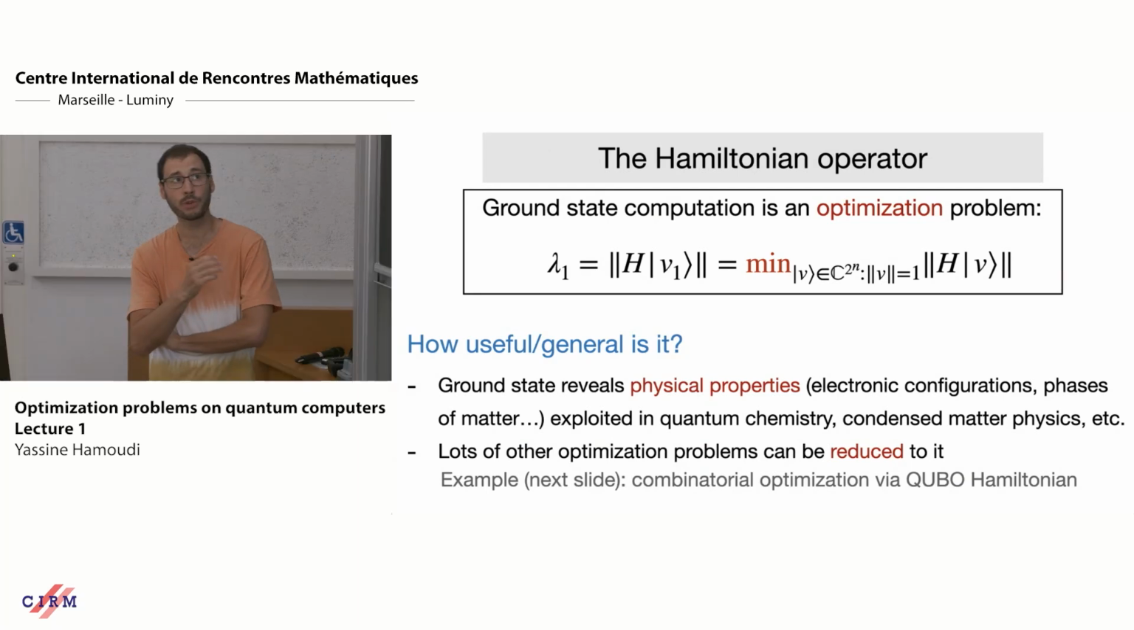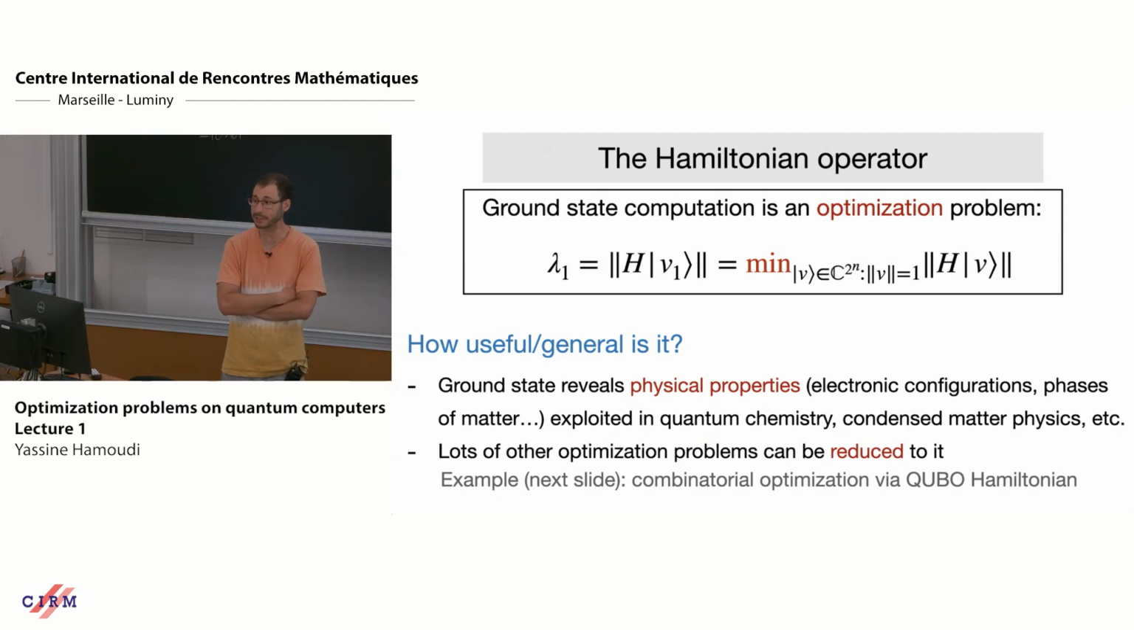Okay, so why do we care about computing the ground state? Well, maybe the most important reason is because the ground state has some physical meaning. It gives information about the electronic configuration, phases of matter. So it is used in many areas of research, such as quantum chemistry and so on and so forth. But also because, as you will see, there is a lot of other optimization problems which can actually be viewed as finding the ground state of a Hamiltonian. So it really covers a lot of optimization tasks.